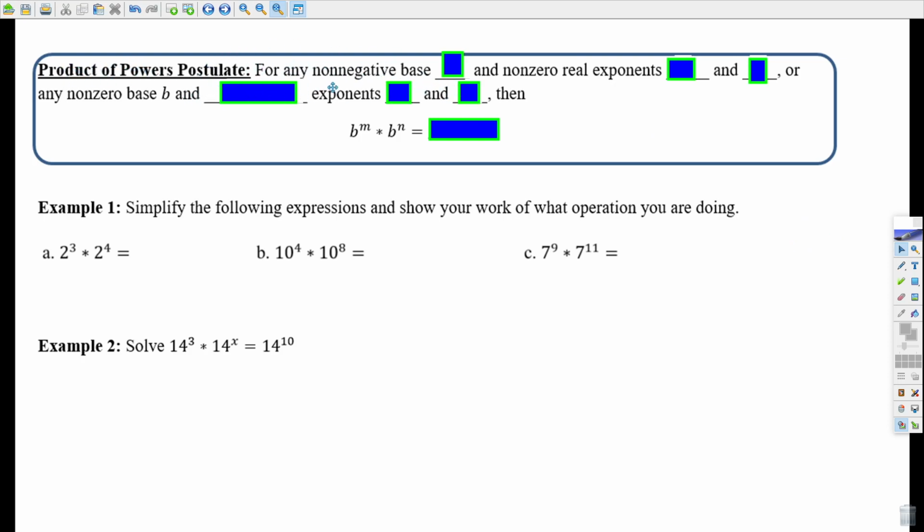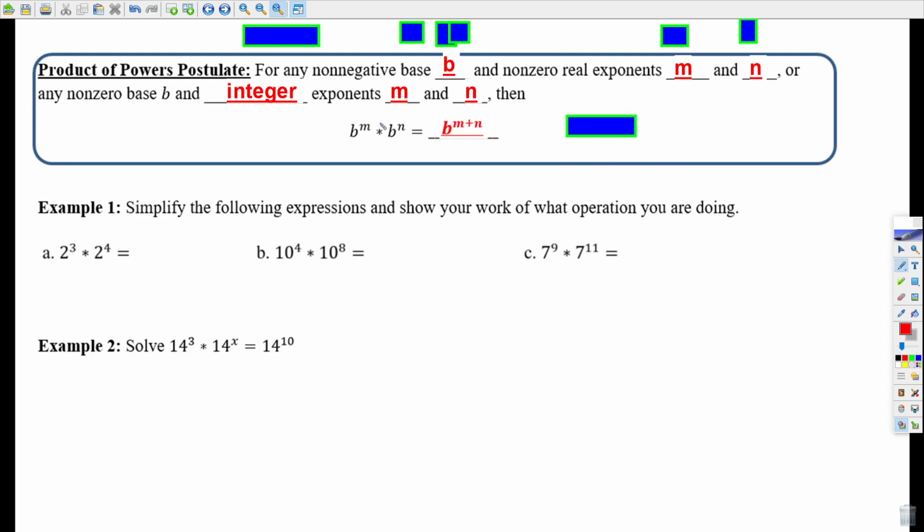So we're going to do the product of powers postulate, which says any non-negative base, so positive numbers, b, and as long as it's not a zero exponent, m and n, or any non-zero base b and integer exponents m and n, then we have this property. You just read through this. It's nothing special here, but these are the restrictions on it. We have b to the m times b to the n, and between these two, you would add exponents. So that would be b to the m plus n. So you just add the exponents. Let's do blue.